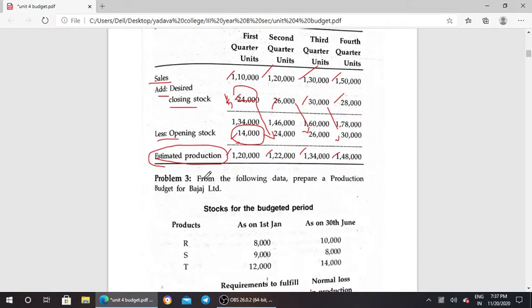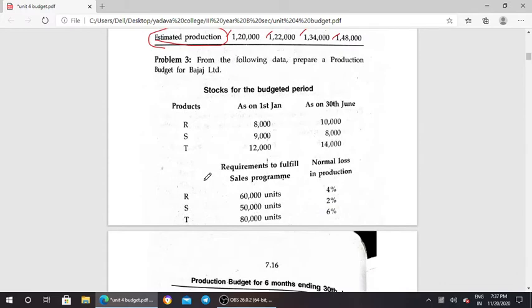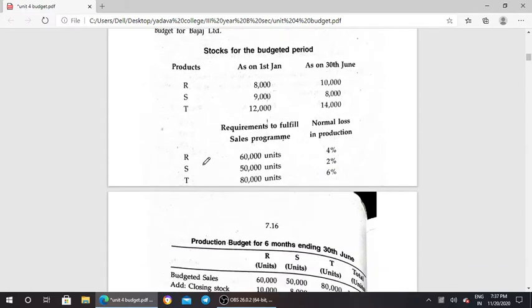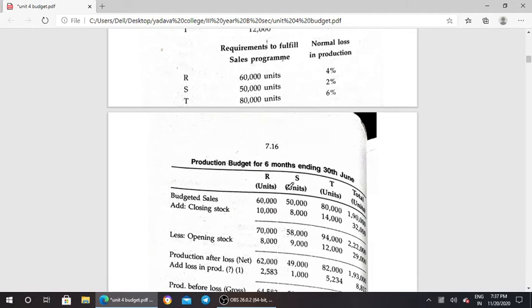So, the next production budget format. The stock for the budget period, for R, S and T, 1st January to 30th January, is given as opening and closing. Opening is 8,000, 9,000, 12,000. Closing is 10,000, 8,000, 14,000. They have asked us to prepare the budget.